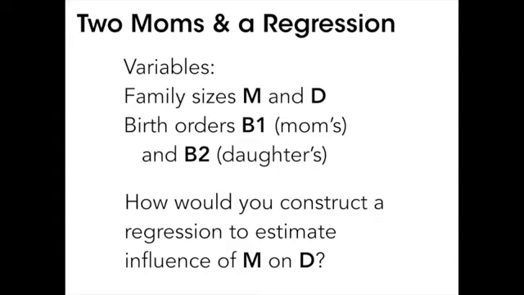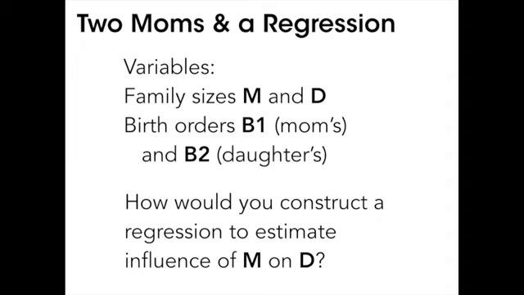How would you approach this? Well, you don't have to say. Just say that there is a literature studying questions like this, so I know how people approach this. And if we have these variables, family sizes, let's call them M for mom's family size and D for daughter's family size. I'll use these variable labels throughout the rest of our workshop today. And birth orders B1 and B2. B1 is mom's birth order and B2 for daughter's. To make this easy to think about, you can just think about B1 and B2 as being indicator variables for whether the woman is the firstborn in her family.